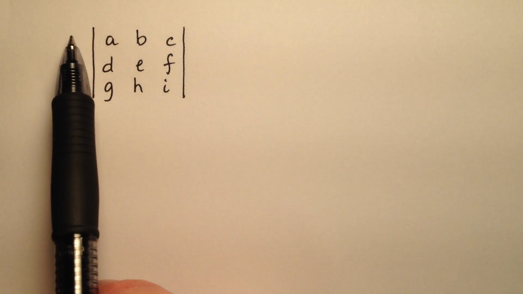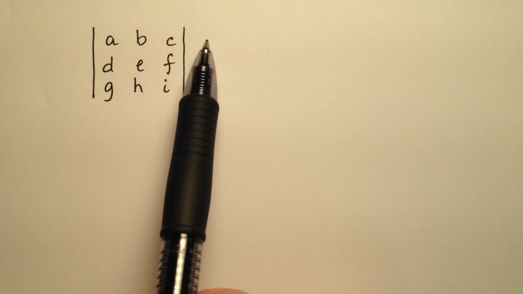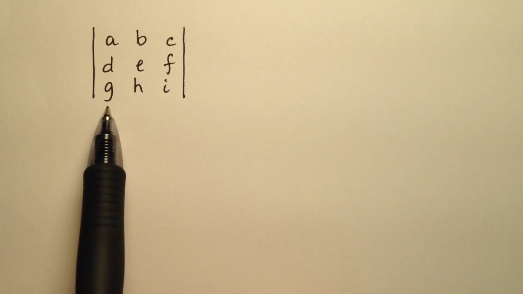Here we're going to look at finding the determinant of a 3 by 3 matrix, also called a third order determinant, and we're going to use expansion by minors to do so. So with expansion by minors, we're going to work across our first row, and as we do so, we're going to cross out the rows and columns.